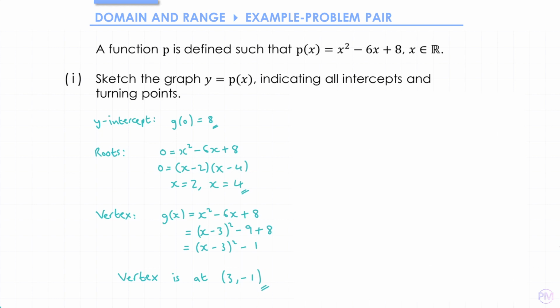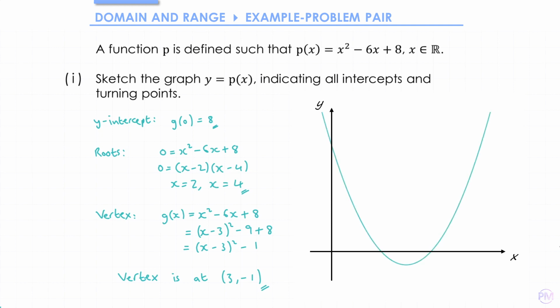Now we have enough information to draw our graph. We have a U-shaped parabola, and we know it goes through 8 on the y-axis and 2 and 4 on the x-axis. And we know it has a turning point at 3, minus 1.